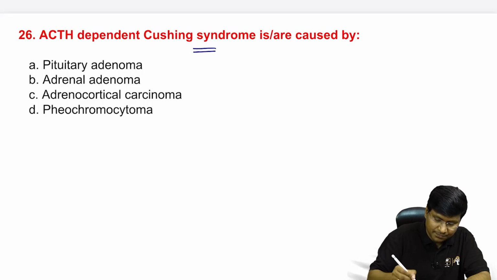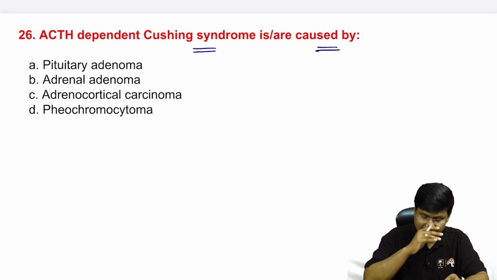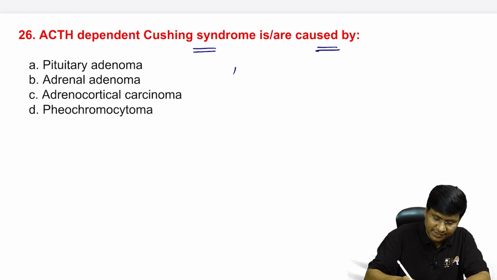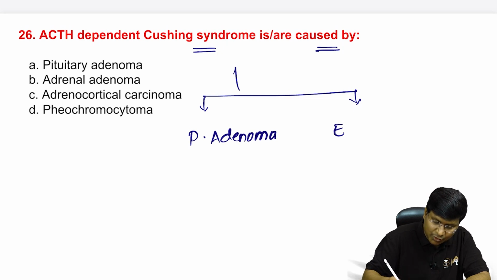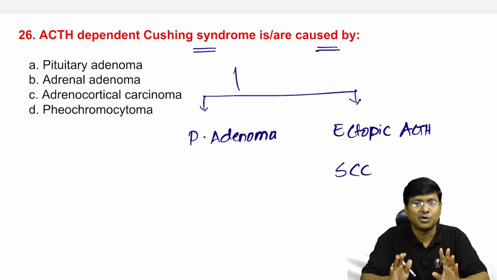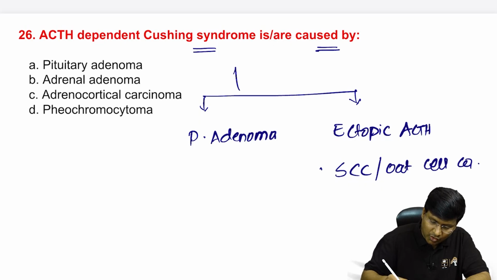ACTH-dependent Cushing syndrome is caused by: pituitary adenoma, adrenal adenoma, adenocortical carcinoma, pheochromocytoma. Just now we were discussing this. ACTH-dependent Cushing's we classify into pituitary adenoma and ectopic ACTH production causing Cushing's. The sources of ectopic ACTH are, number one, small cell carcinoma of the lung, which is also called oat cell carcinoma.